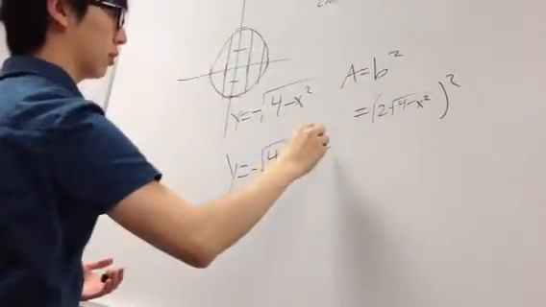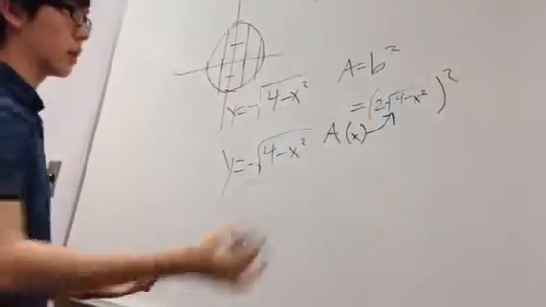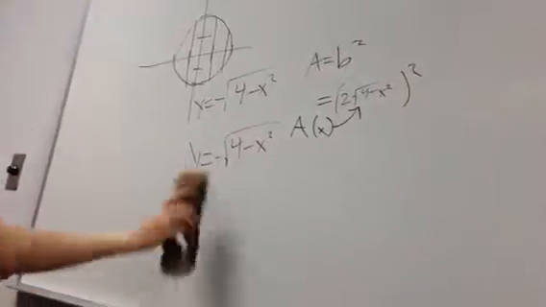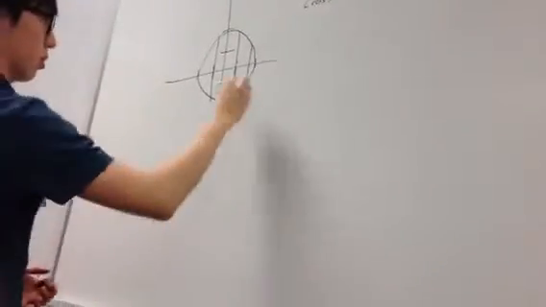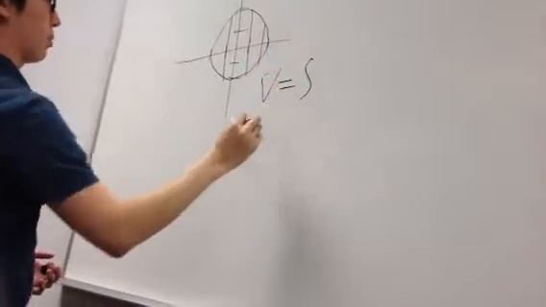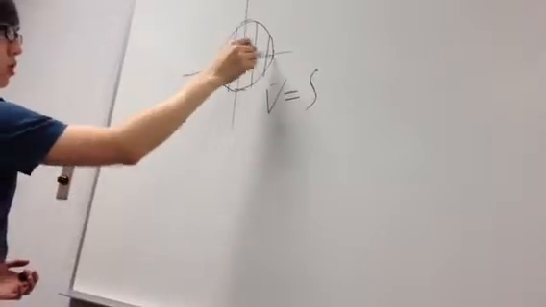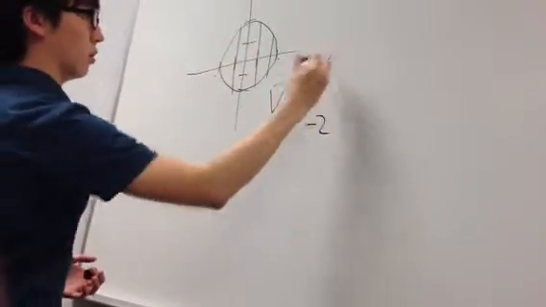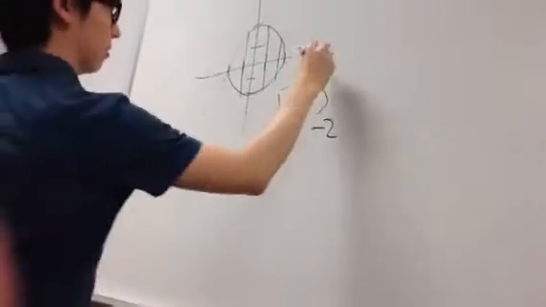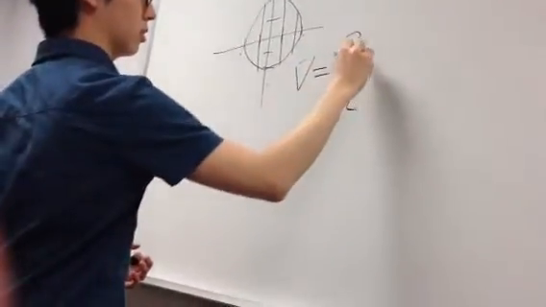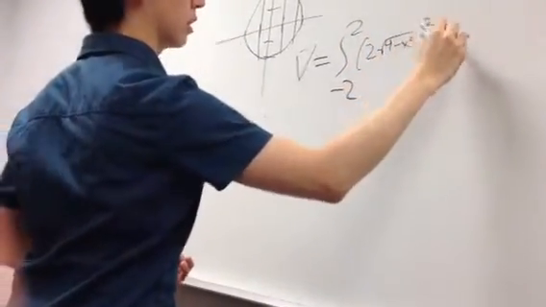So now you have your equation A of x right here. It's in terms of x, and now you just integrate this. So let's get to the problem. The volume thus is from a to b, so this would be with respect to x, so you would have from -2 to 2 of the integral of (2 times the square root of 4 minus x squared) squared dx.